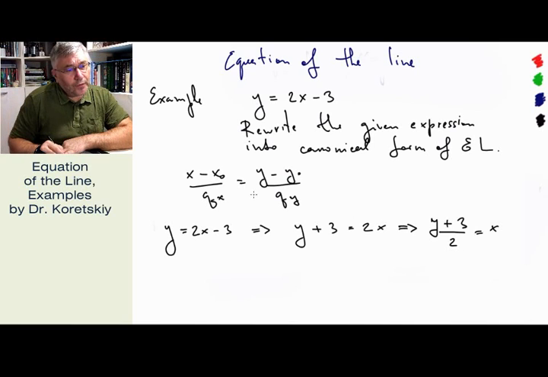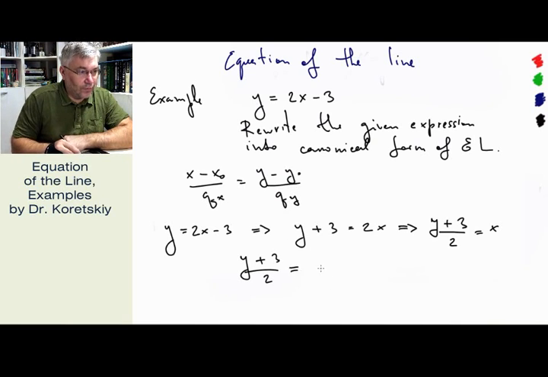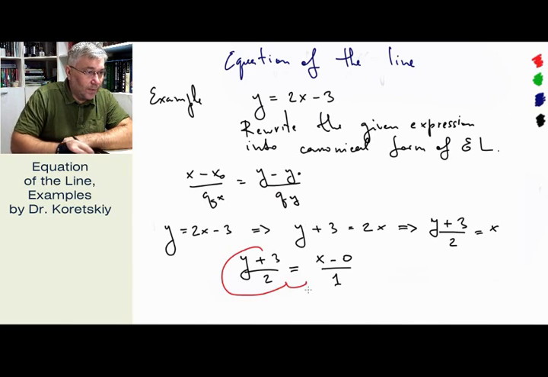So if to make it more close to the canonical view, I can make the following thing here. The left side about y I can leave because it's very close to the given one, and the right side is the following: x minus 0 over 1. So that means that this is the canonical view of the system, of the equation of the line.